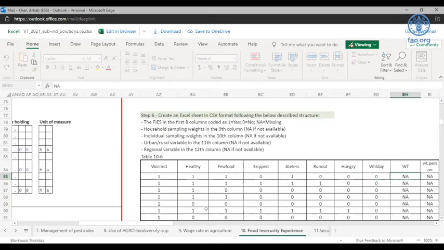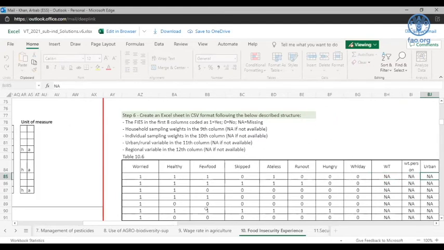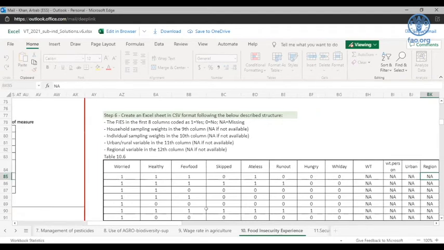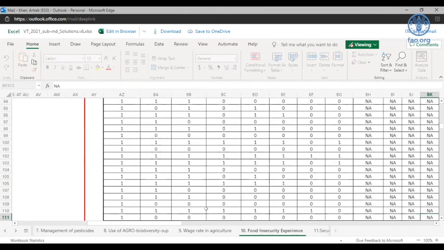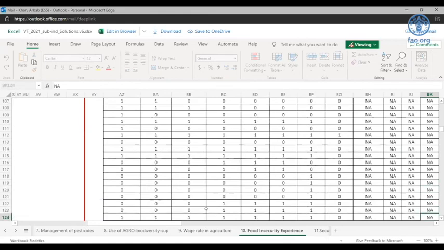So for all households, if there are any weights assigned, we should mention that. Otherwise, we will say not available. These are household weights. In fact, these are individual weights. These are rural and urban weights, if any. These are regional weights, if any. In our case, we are using none. It's not available.